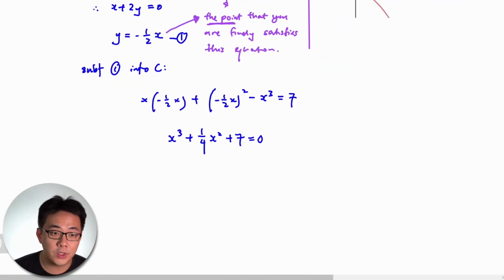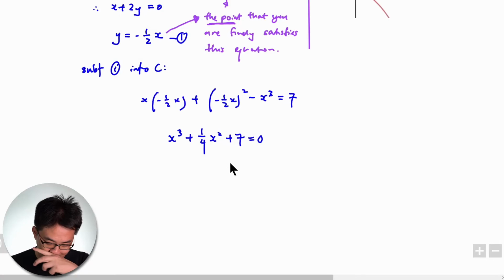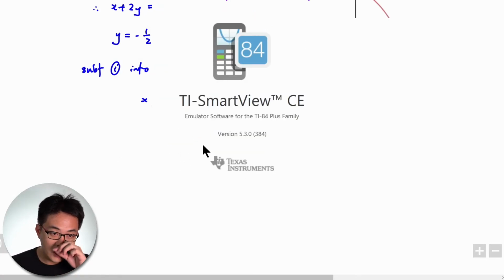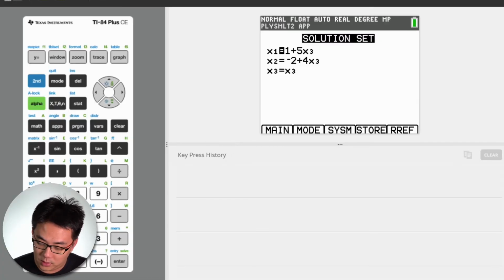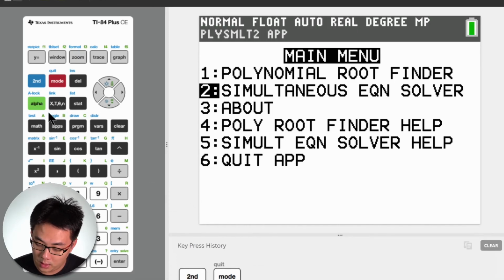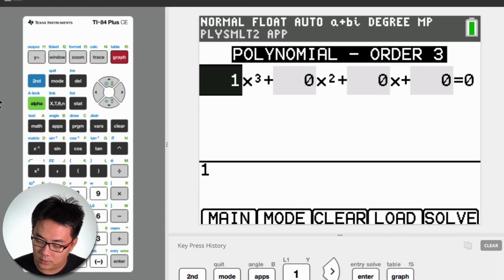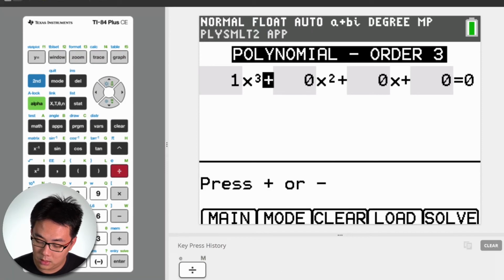So you just solve this equation using your GC. I'm pretty sure all of us know how to solve this, right? Just bring out your GC and key in 1/4 and 7 and solve for x. That would be your tangent equation. So what I'm going to do is go to mode, apps, poly simultaneous equation, power 3, tada, and then I'm just going to put 1/4 and 7.